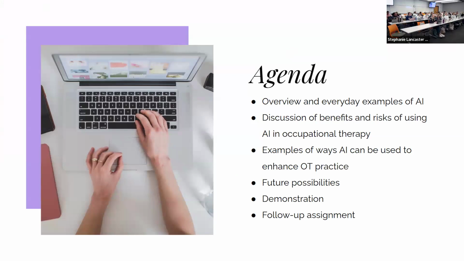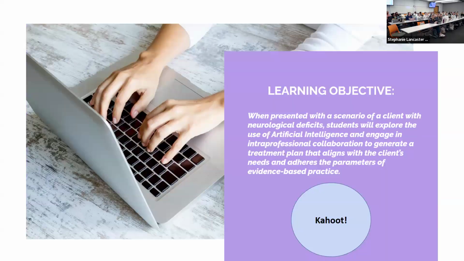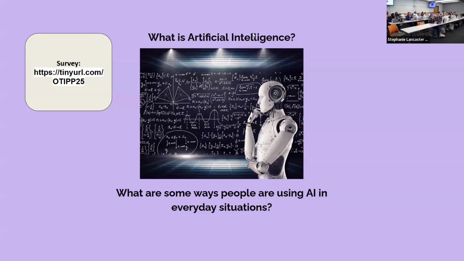Then we'll talk about the benefits and risks of using AI in our profession, and some examples of ways that it could be used productively, helpfully in our profession, and then maybe future possibilities. Then we're going to have a demo of how it could be used, and then we're going to get into the assignment, which you all will work on collaboratively with your OT and OTA student teams. But before we get any further, I do want to ask you, if you did not as part of the prep work, to take just a few minutes and complete the survey.